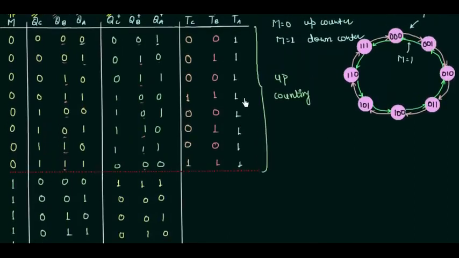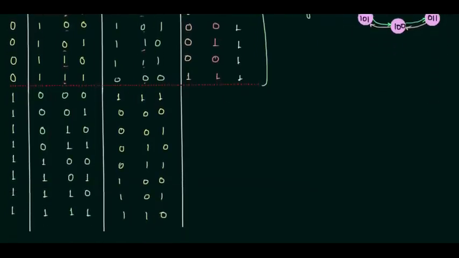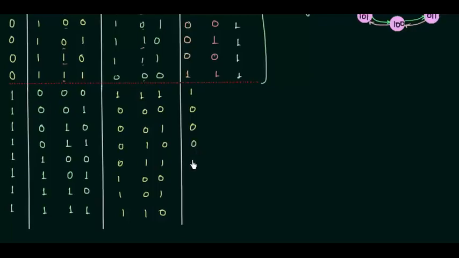steps again to find out TC, TB and TA for the down counting. We will use the excitation table for T flip-flop. I will write it down directly. TC is 1 0 0 0 0 0 0 1 0 0 0, and for TB I have 1 0 1 0 1 0 1 0. You can easily find out these values by using the excitation table. I'm not going to do it again, you can do it by yourself.